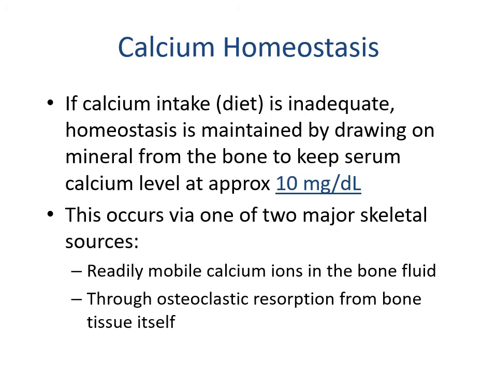Now if calcium intake in the diet is inadequate, homeostasis is maintained by drawing on the mineral from the bone to keep the serum calcium levels at approximately 10 milligrams per deciliter. This occurs via one of two major skeletal sources: the readily mobile calcium ions in the bone fluid, and then if necessary, osteoclastic resorption from the bone tissue itself. Now I know what you're thinking: isn't that bad for us? Yes, breaking down our bones is bad for us, but if our body is doing this, it's because we need the calcium so badly in circulation, that not having it is going to kill us sooner and is more important to fix.